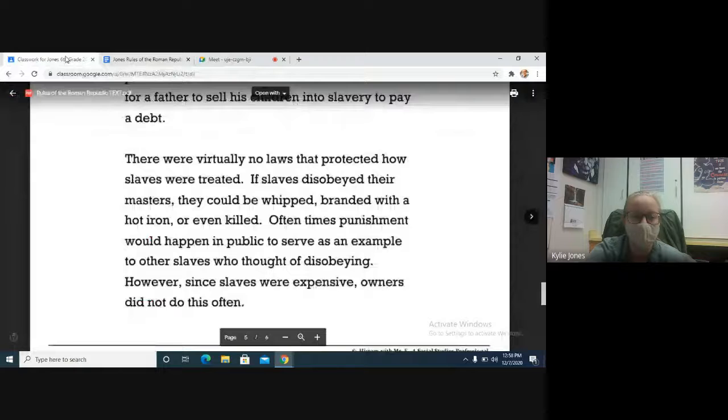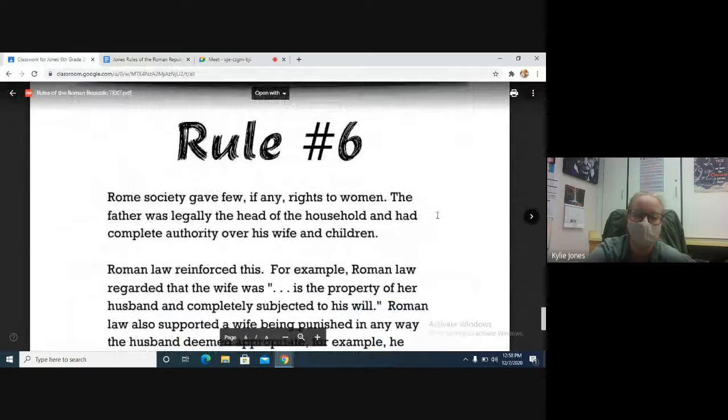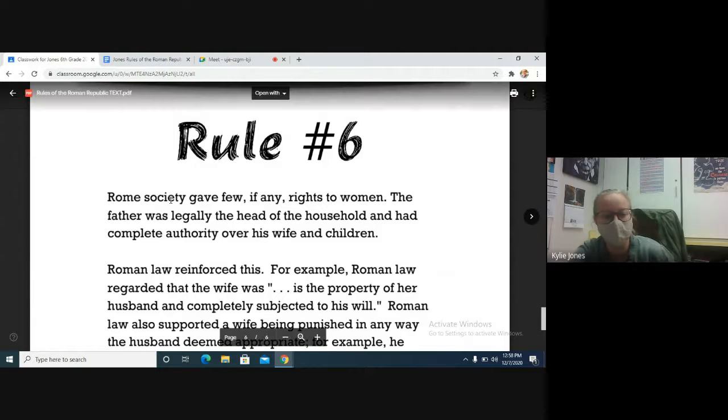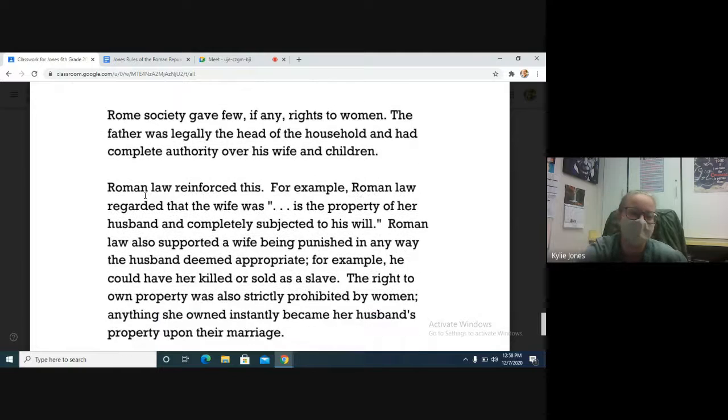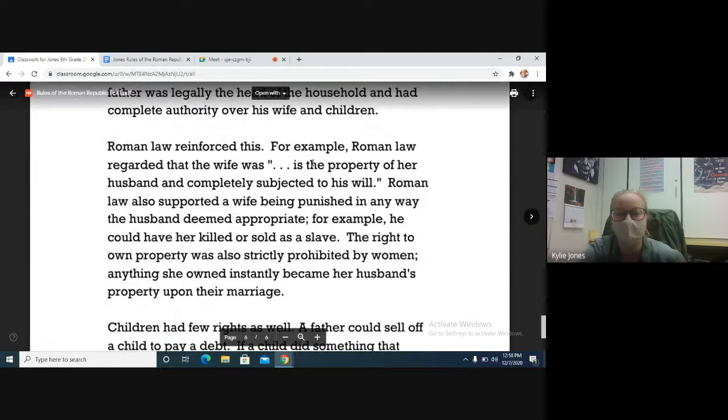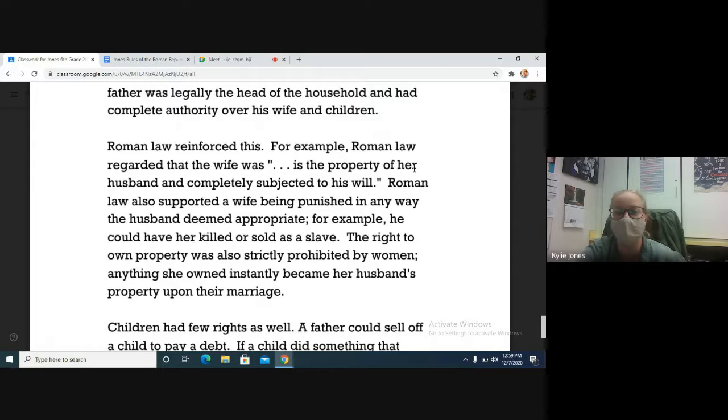And then I'm going to go read our last one, rule number 6. This one talks about the rights of women and children. What a surprise. It says, Roman society gave few, if any, rights to women. The father was legally the head of the household and had complete authority over his wife and children. Roman law reinforced this. For example, Roman law regarded the wife as the property of her husband and completely subjected to his will, which means that he basically owns her and whatever he needs, she will do. Like cook, clean, take care of the kids, all of that stuff.